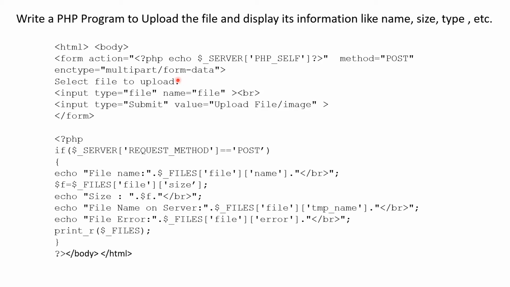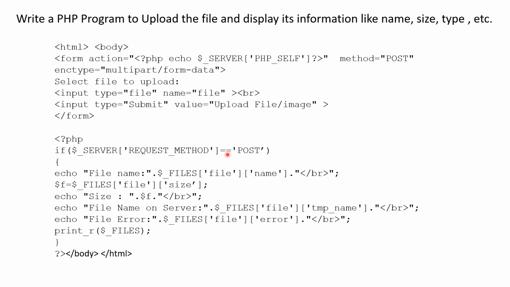And here we also use input type equal to file. This attribute of the input tag specifies that the input should be processed as a file. That is, when viewed in a web browser, there will be a browse button next to the input field to search for the file, and then we take one submit button here having the value upload file or image. After that, we write the PHP script.